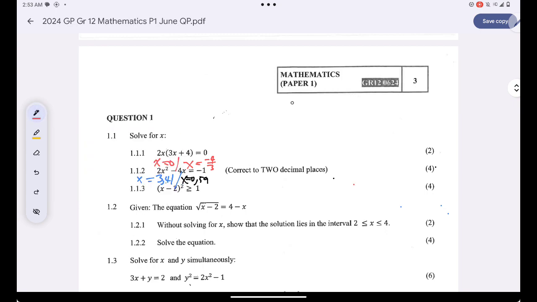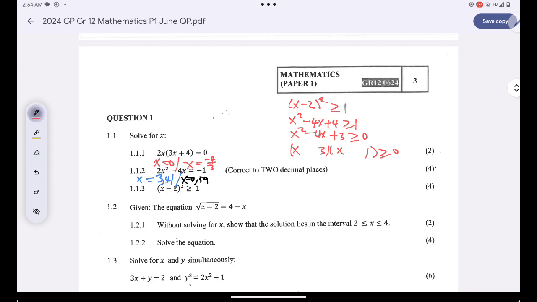1.1.3, I'm given an inequality there. I'm given x minus 2 all squared is greater or equal to 1. I'm supposed to solve the inequality, but before I do that, I must remove the brackets. I'll have x squared minus 4x plus 4 is greater or equal to 1. X squared minus 4x plus 3. When the 1 comes to the other side, it will change the sign. I'll have 4 minus 1, which will give me 3, right? And then now I'm factorizing. I want the factors of 3 that when I add will give me 4. That will be 3 and 1, added together.